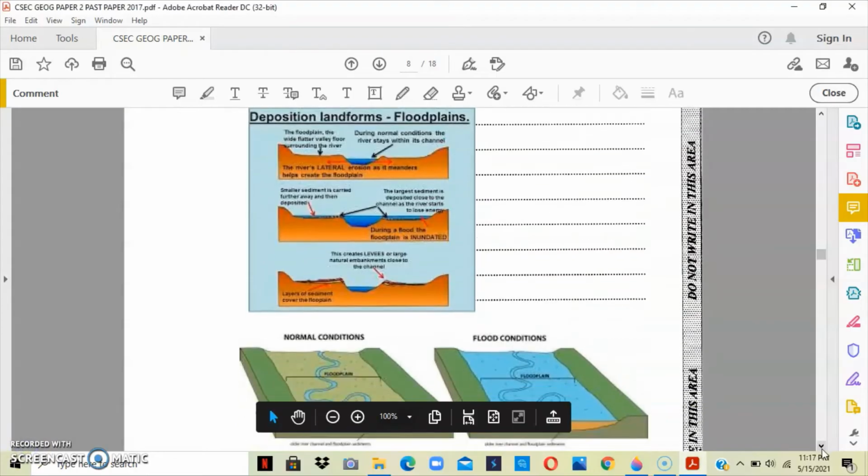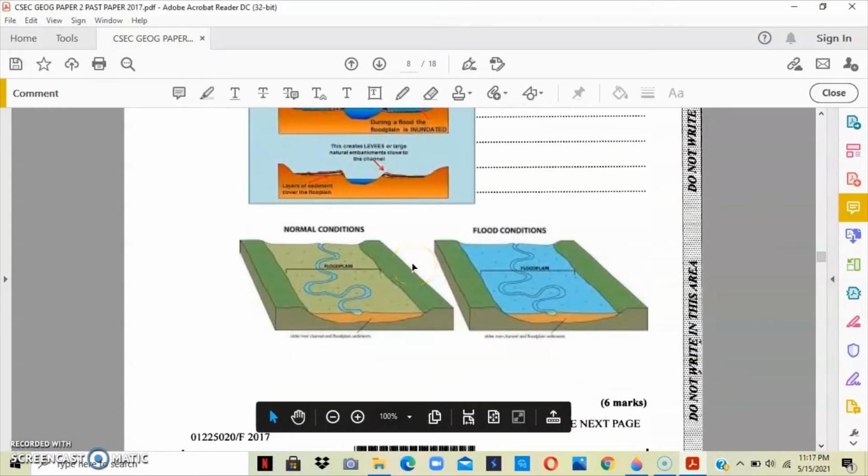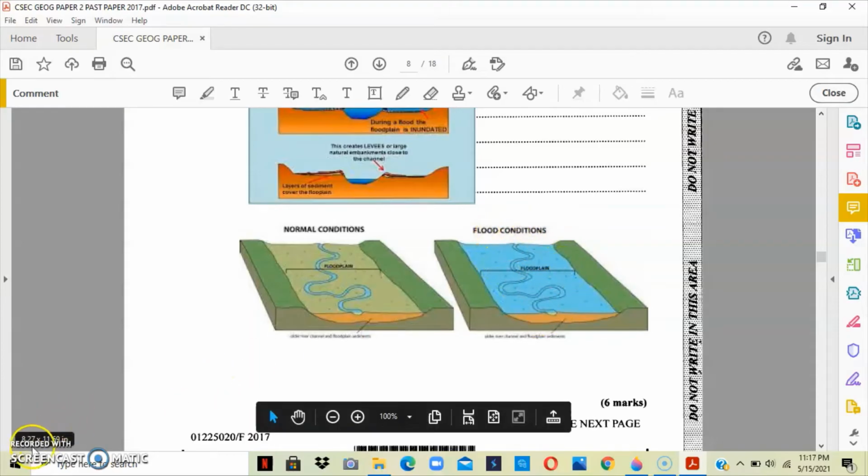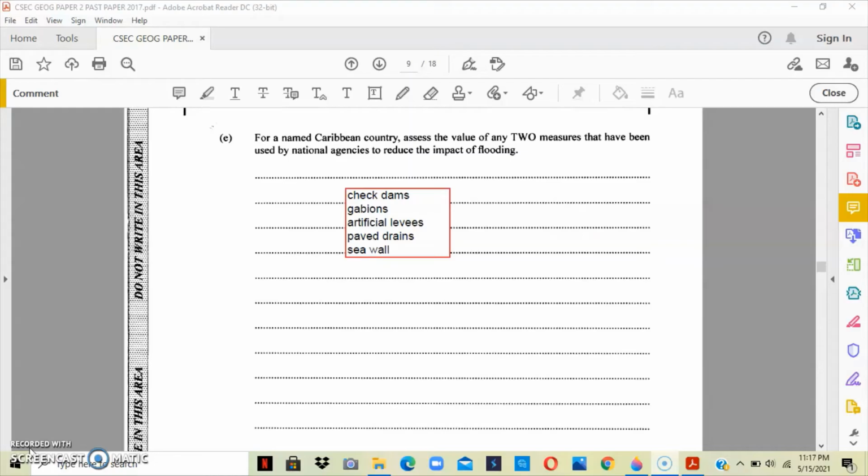The diagram below is showing you the normal condition of a river with the meanders, and then to your right you'll see the condition of the floodplain when it is in flood. Question E states: for a named Caribbean country, assess the value of any two measures that have been used by national agencies to reduce the impact of flooding. Now, a question like this, a lot of students tend to forget to put in the name of the Caribbean country. You must state which Caribbean country you're referring to.